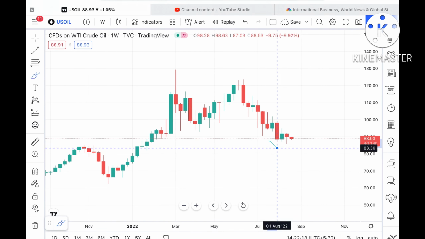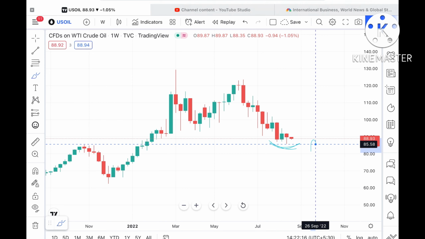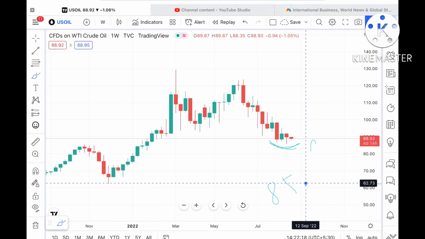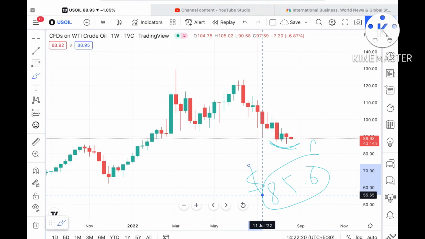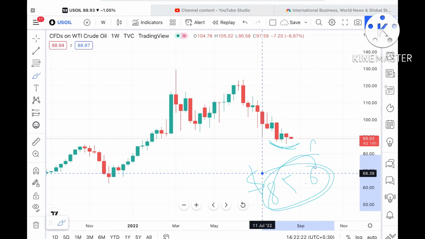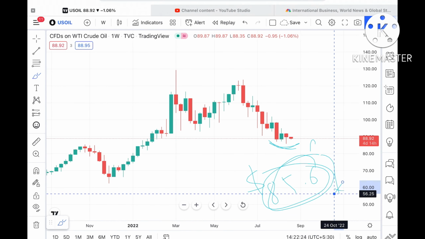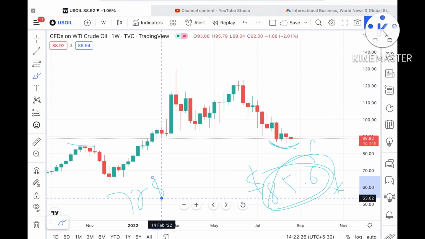We have seen a swing forming at this particular level with the strong support at $85.6. Keep in mind that $85.6 is a strong support. If this level breaks downside, the next support comes at around $77.